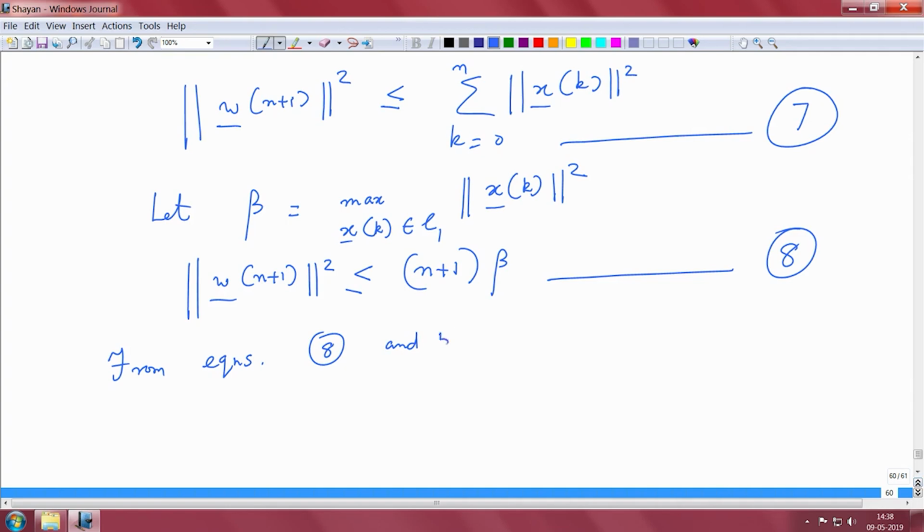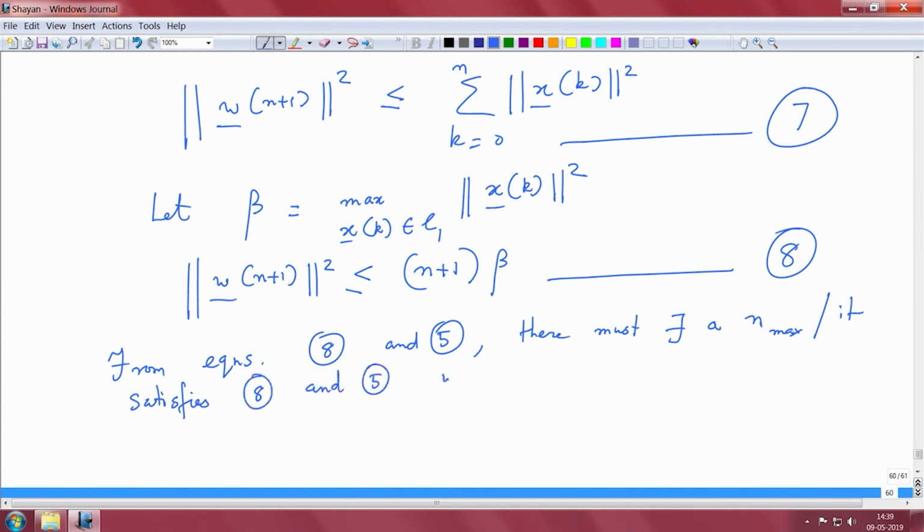So, from equations 8 and 5, there must exist an n max such that it satisfies equations 8 and 5 with equality. So, we equate the terms.